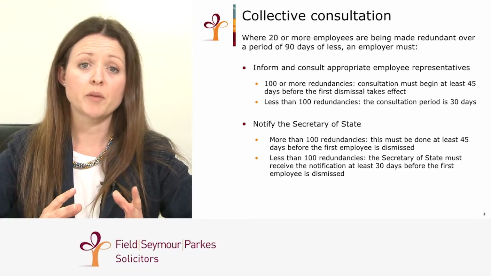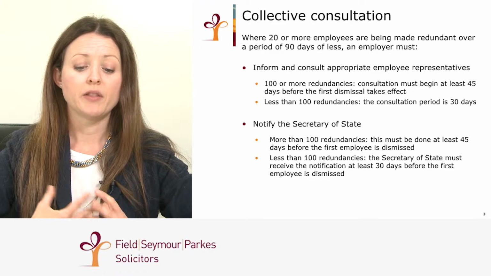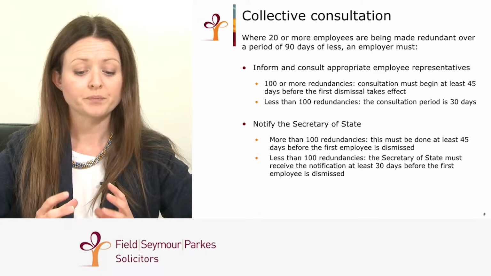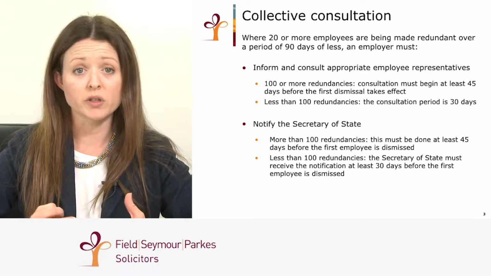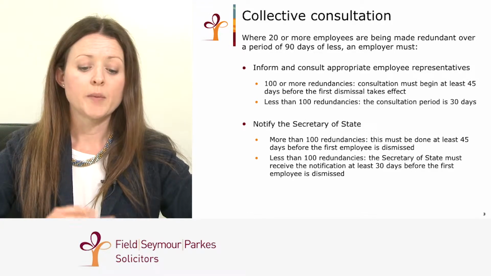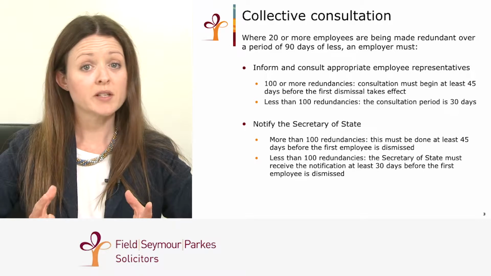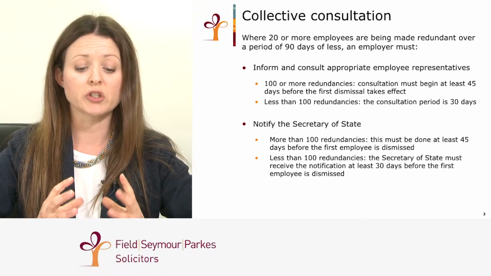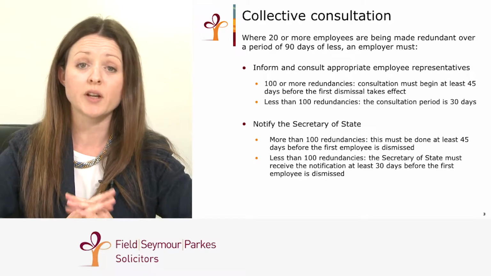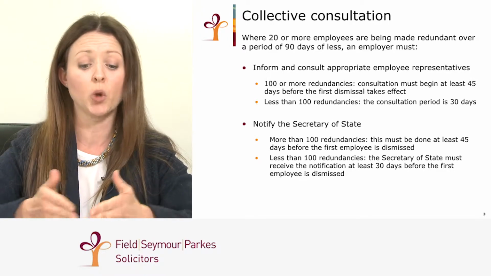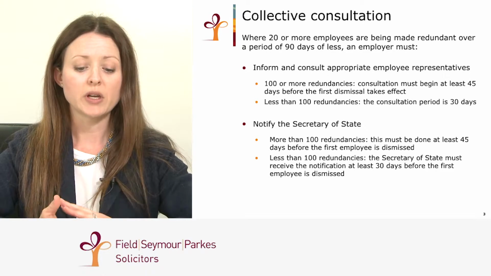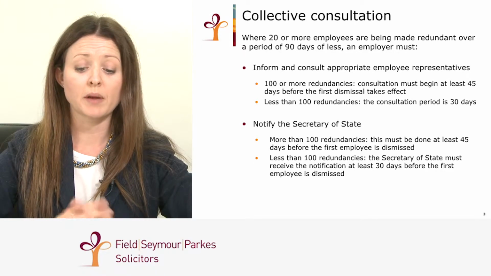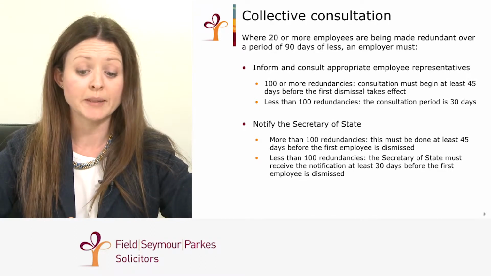And where less than 100 employees are at risk, the Secretary of State must receive the notification at least 30 days before. Now, the reason that this is so important, the reason I just wanted to flag it, is that there are potential fines that can be put into place if you don't follow those quite prescriptive measures. So the tribunal can actually award up to 90 days pay in respect of each employee where there has been a breach of the information and consultation duty. So, if you're talking about 100 plus employees, that could be quite a lot of money.